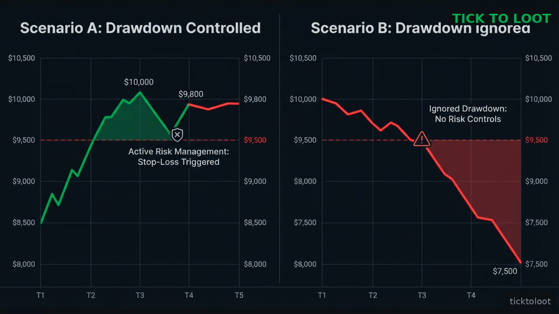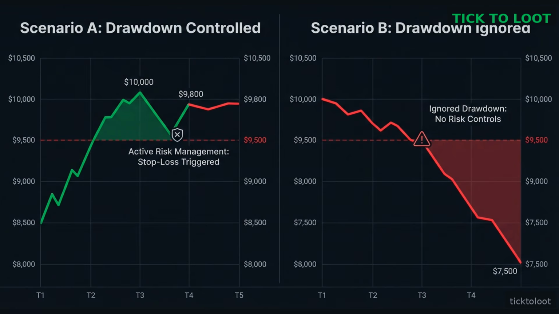In the right panel, Sam's equity line plunges from $10,000 all the way down to $7,500, a 25% drawdown, because there was no safety net. The red warning sign, ignore drawdown, highlights how quickly the account erodes when you let losses run unchecked. This mistake is like driving a car without a speed limit sign. You may feel in control, but a sudden obstacle can cause a crash.